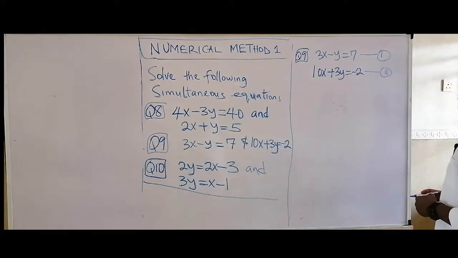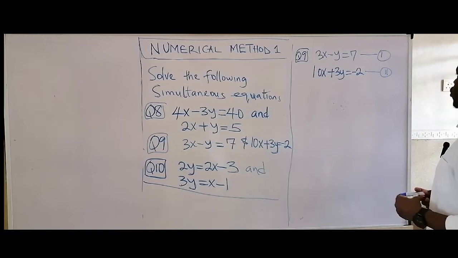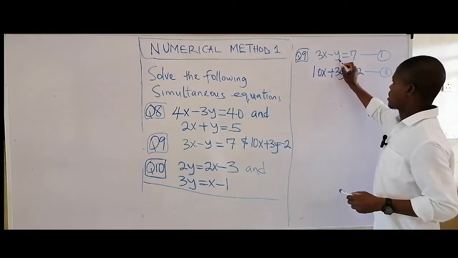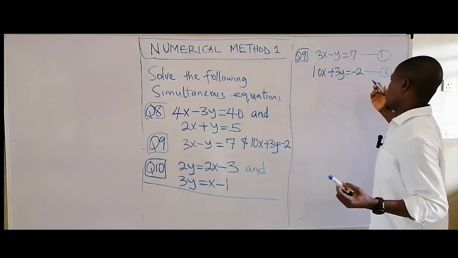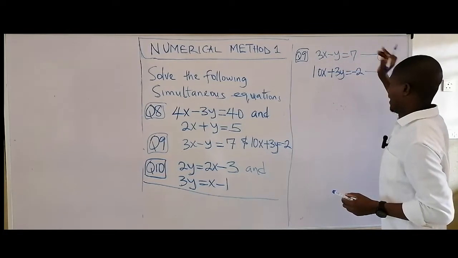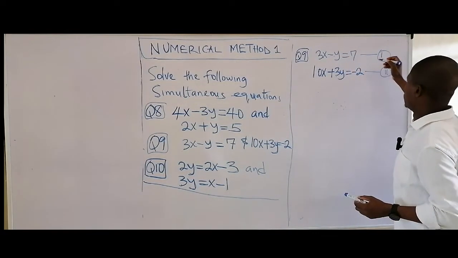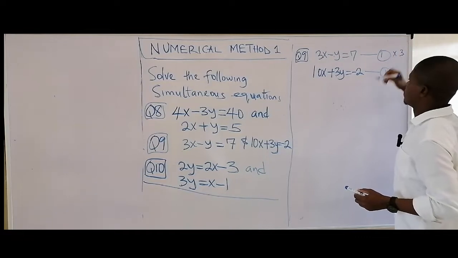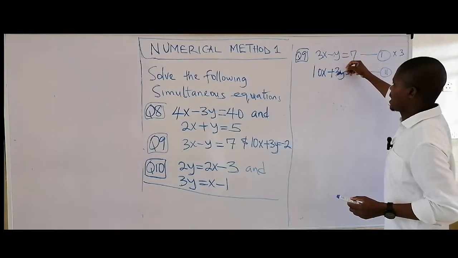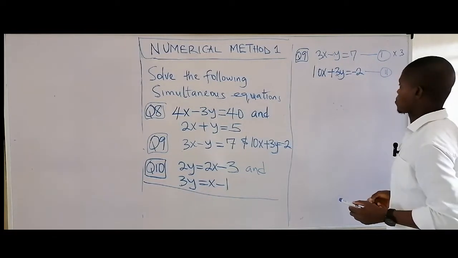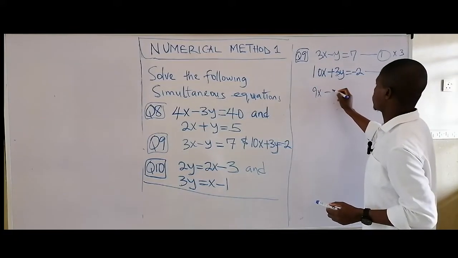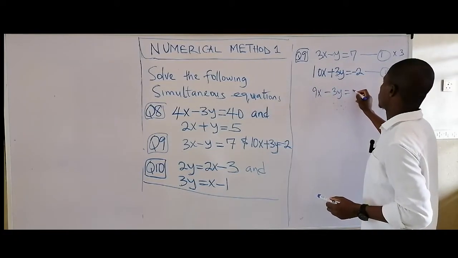Okay, so the choice is ours. The coefficient of y here is 3, here is minus 3. We can use elimination, we can use the substitution method. If you want to use the elimination method, then we can multiply this one by 3 so that it will have the same coefficient as that of y in equation 2. So equation 1 times 3, that will be 9x minus 3y equal to what?